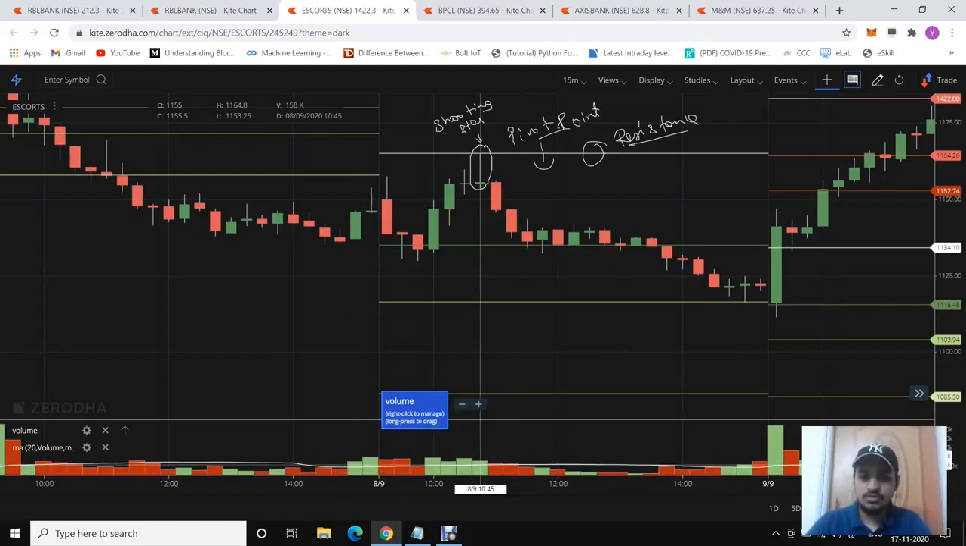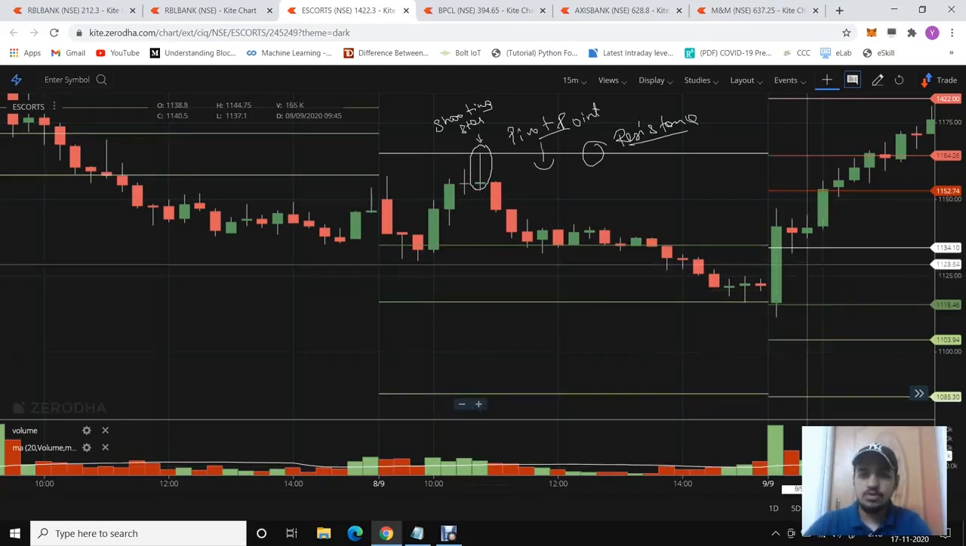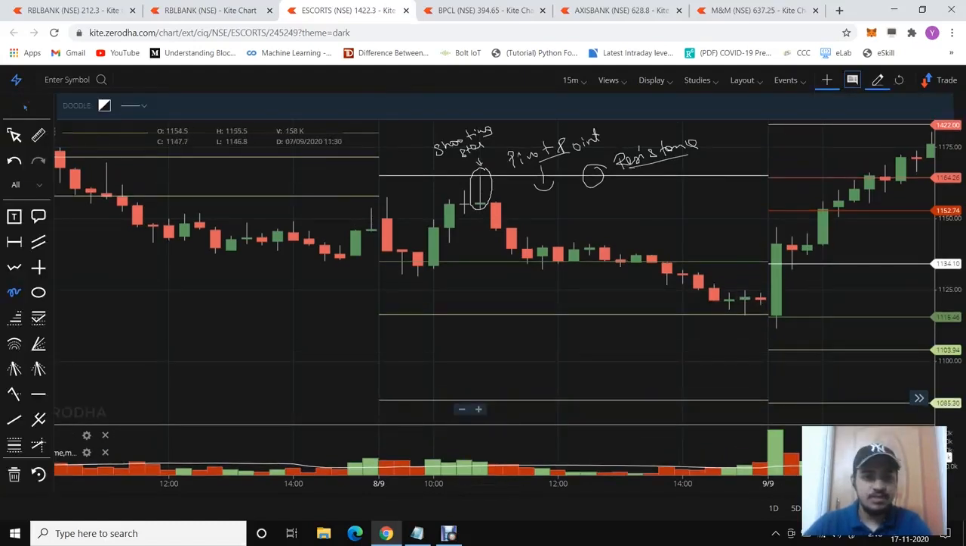Okay, so just 2 points. One is that make sure there's a candlestick pattern. Second point, make sure the volume is above average. If these 2 points are followed, your entry is triggered. So what do we do in this case? We go short at this point. Once the pattern is formed, we go short.